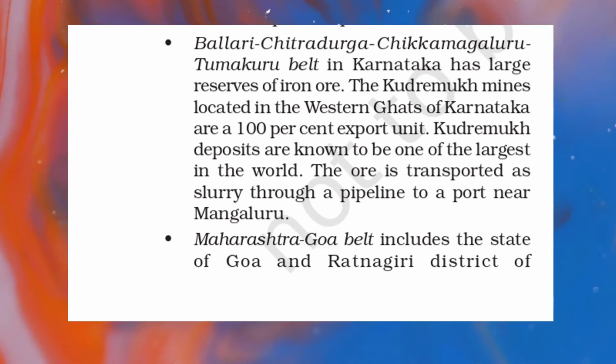Bellary-Chitradurga-Chikmagalur-Tumkur belt in Karnataka has large reserves of iron ore. The Kudremukh mines located in the Western Ghats of Karnataka are a 100% export unit. Kudremukh deposits are known to be one of the largest in the world. The ore is transported as slurry through a pipeline to a port near Mangaluru.